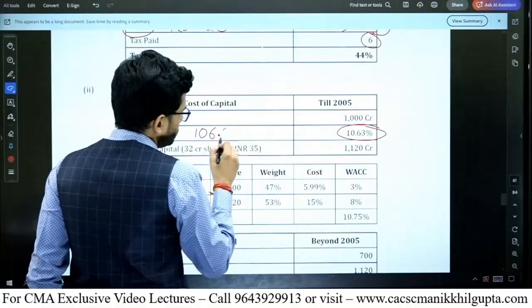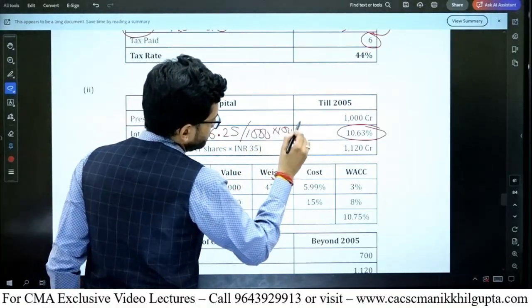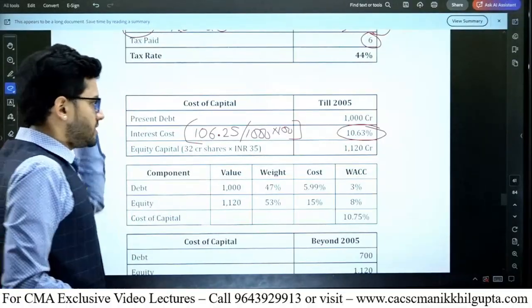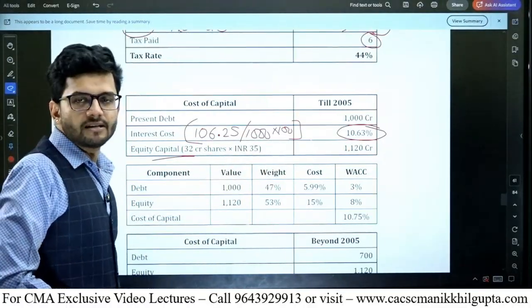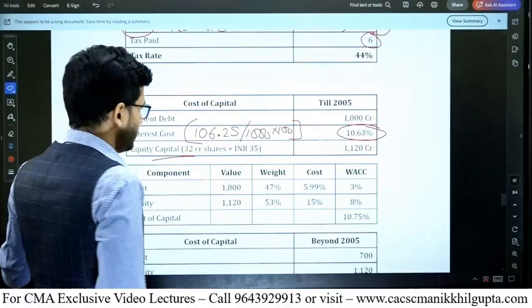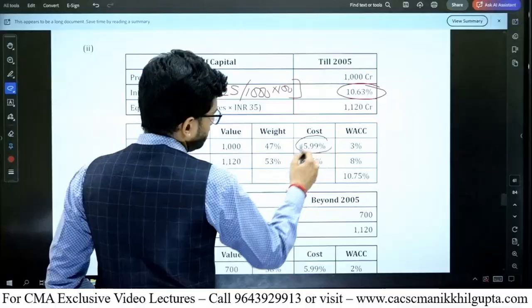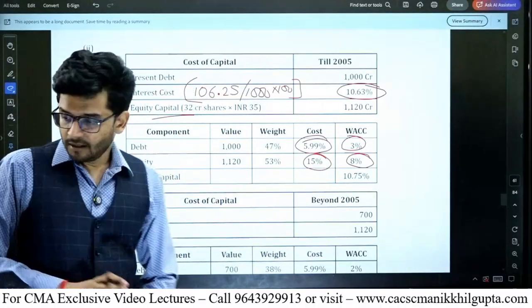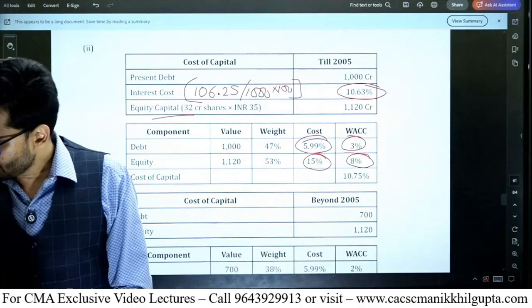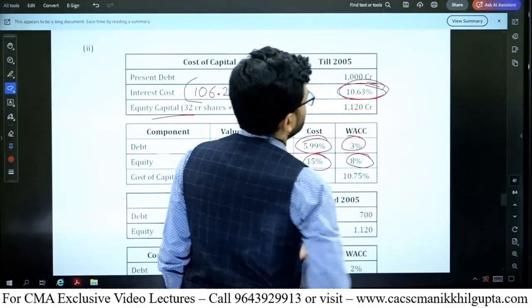So 106.25 divided by 1000 multiplied by 100 is the interest rate. So the interest rate is 10.63. Equity capital is 3235 and the debt is 1000. Now what are the weights? We have taken the weights, we have taken the cost, and the weighted average cost of capital is also taken by us. Now you know the cost of debt is 10.63%.